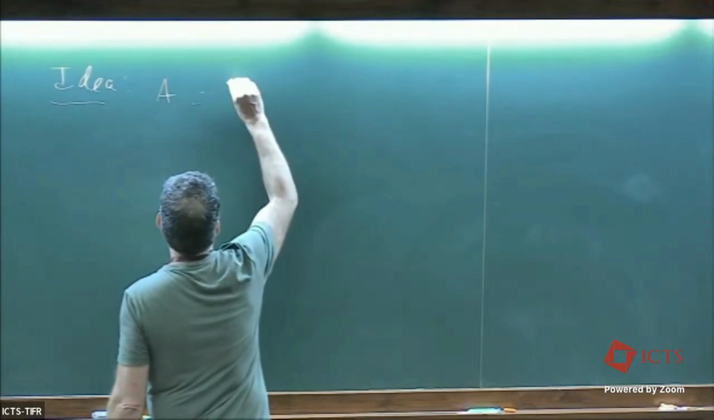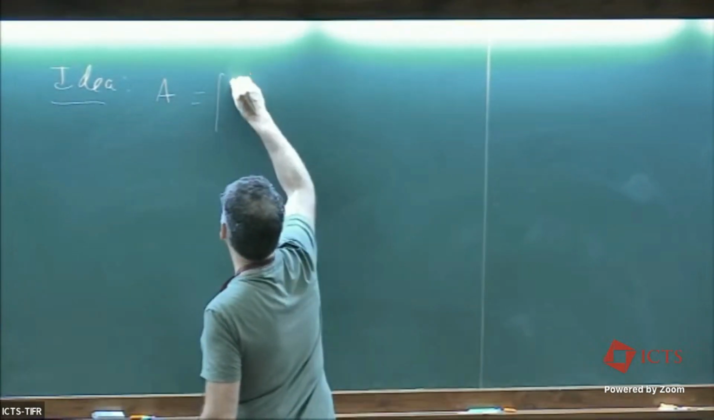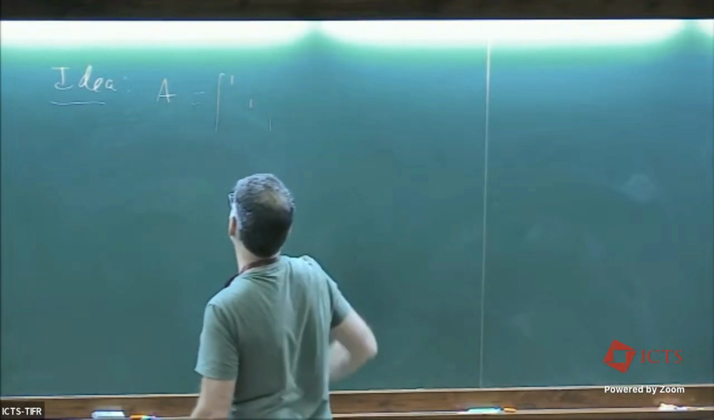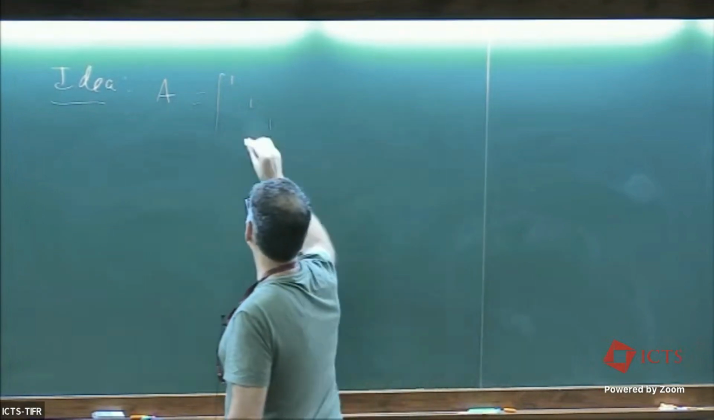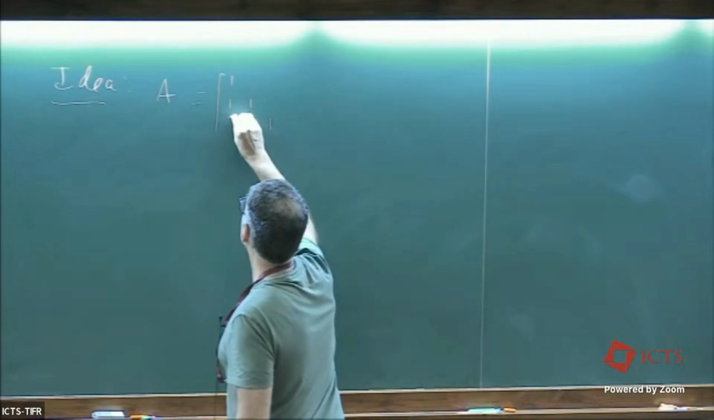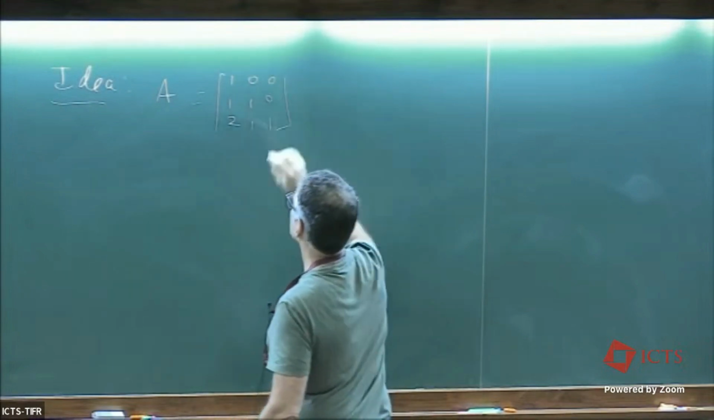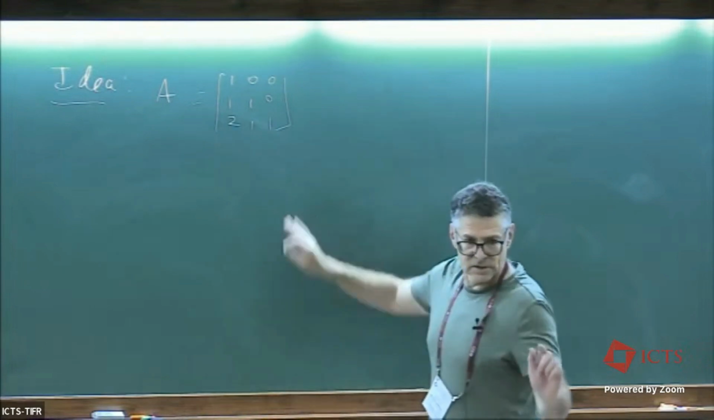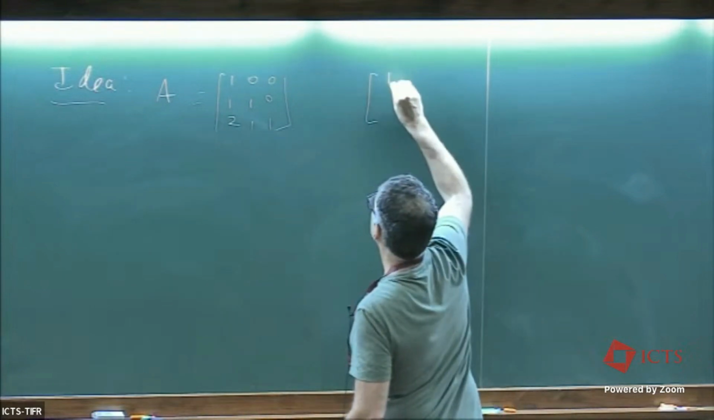So maybe let's try the following. I'm doing an example. First I want to start with something positive. Here we don't need to check much. So this will be something totally non-negative, right? This is totally non-negative.